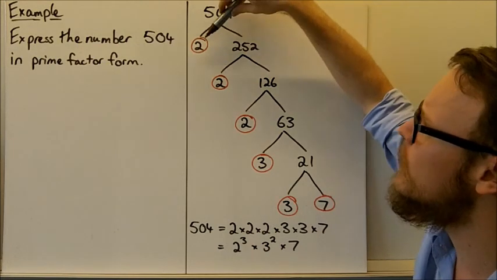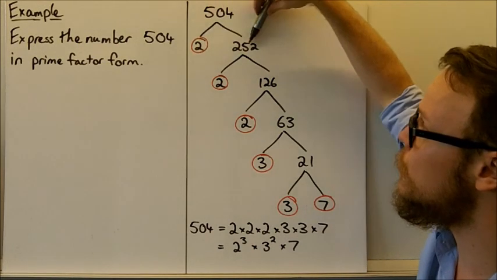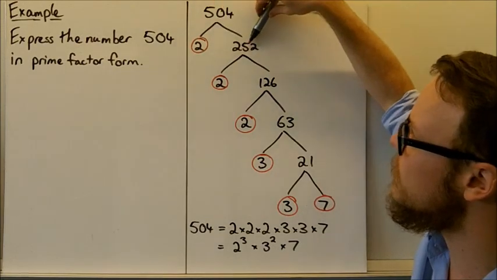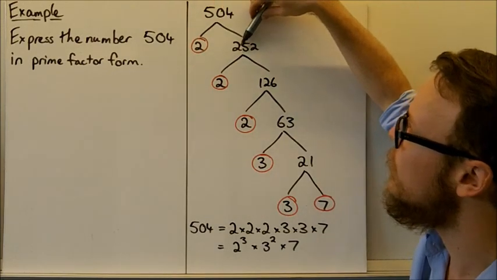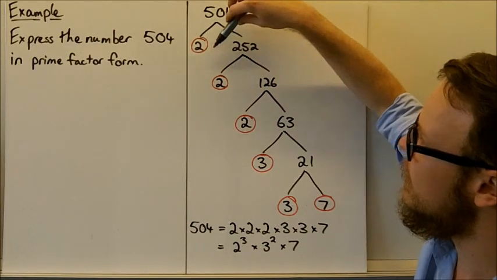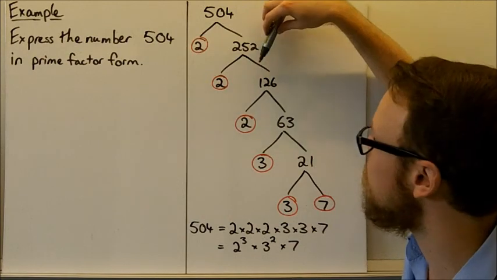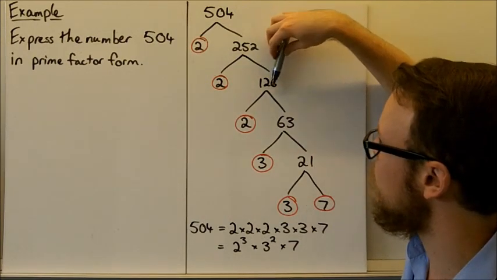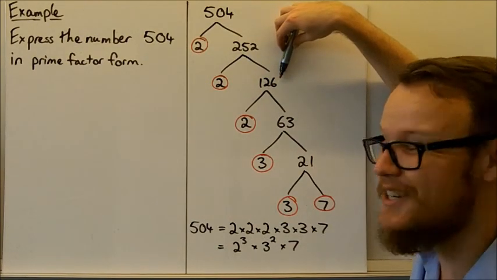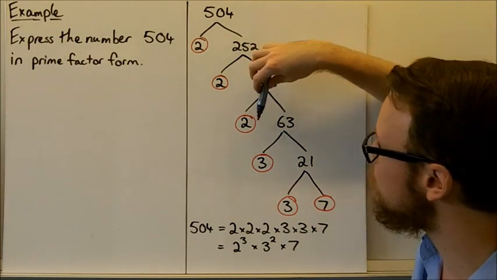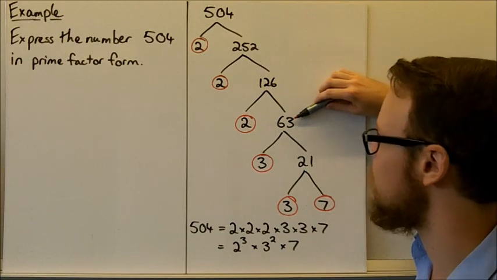So 504 is the same as 2 times 252. 504 divided by 2, we're left with 252. I can divide that by 2 again, and once I've divided by 2, I can circle that because 2 is a prime number, and I get 126. 126 is even again, so I can divide it by 2 again. That's 2 times 63.